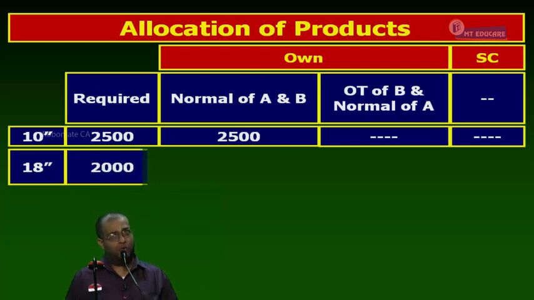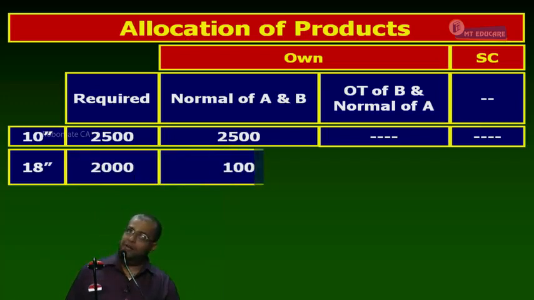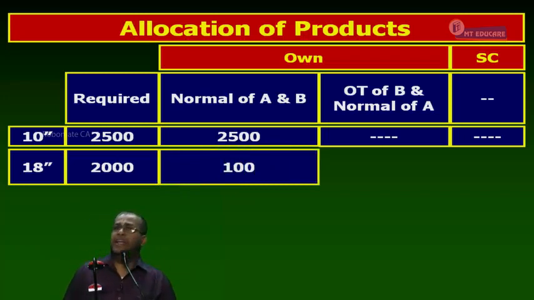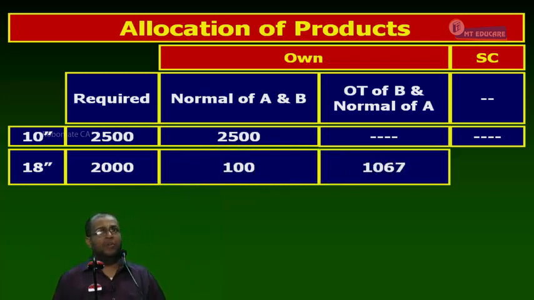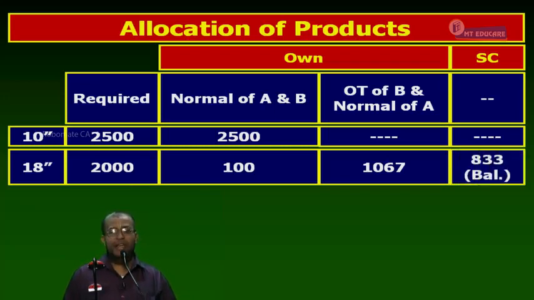What is my requirement? 2000. How did I meet the 2000 requirement? Normal A, normal B, 100. Normal A, OTB, 1067. Then it is 1167 now. What is the balance? 833 is going to be subcontracted. This is the plan I have to give to the company for the least cost way of doing the entire work. Are you following or not? Can I go to the next slide?